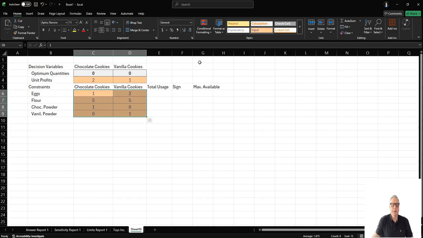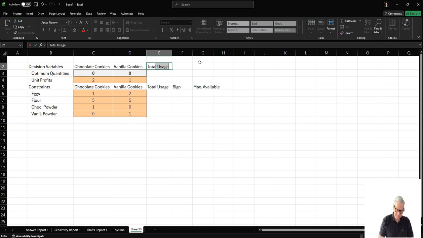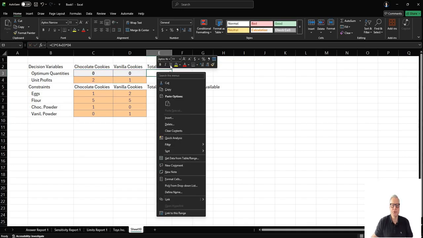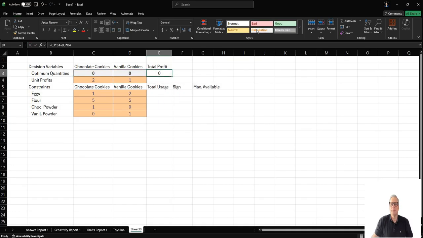Okay, so then we need the formula for the total profit. And the formula is equal to the optimum quantity of chocolate cookies times the unit profit per chocolate cookie plus the optimum quantity for vanilla cookie times the unit profit. Okay, so that is maybe a calculation again. Then the total usage is a calculation.